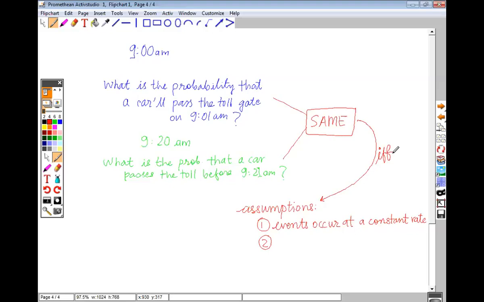I'm assuming you all know what IFF means. This means if and only if. So my next assumption is that the events should be independent of each other. It shouldn't be the case that if a red car passes, then there is a higher chance of some other car being passed. It should always be the same. So events should be independent of each other.